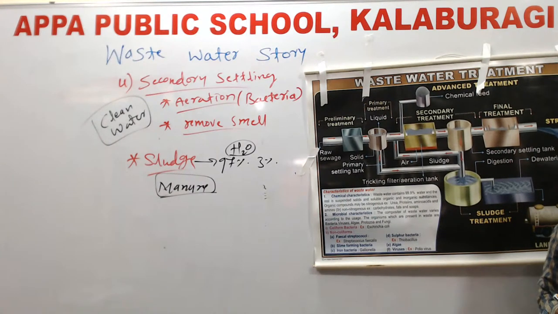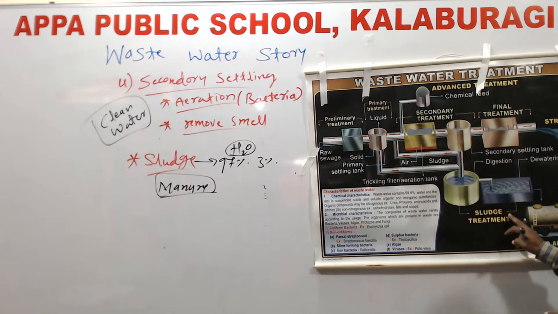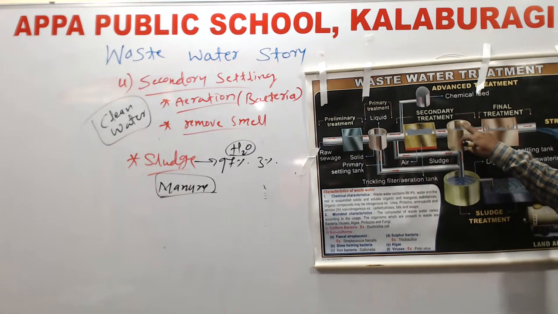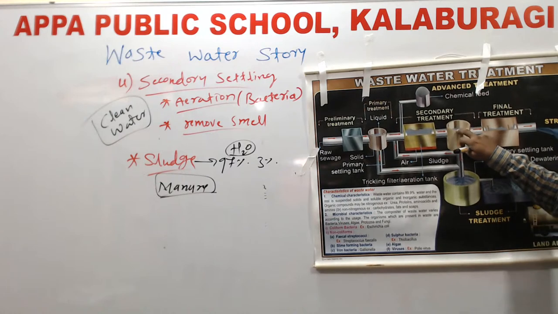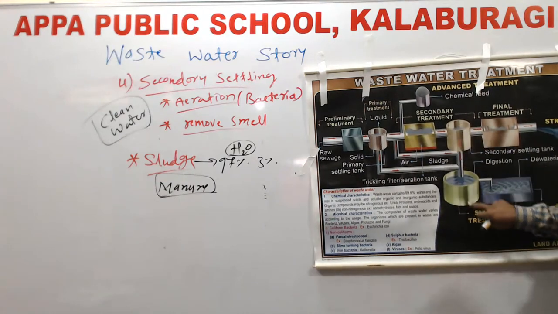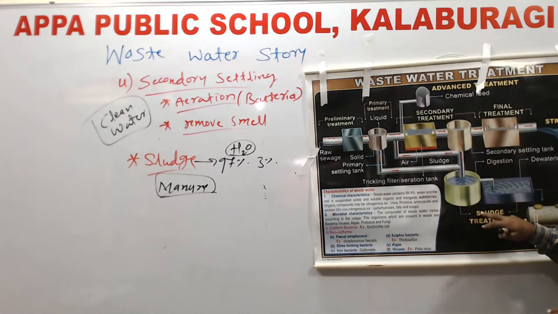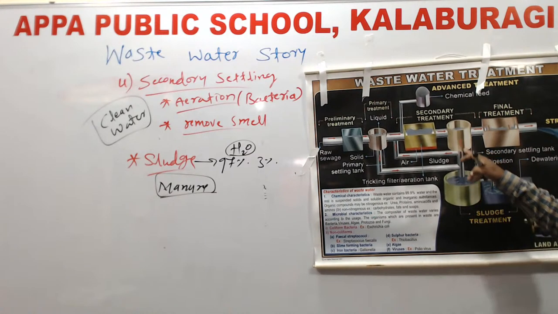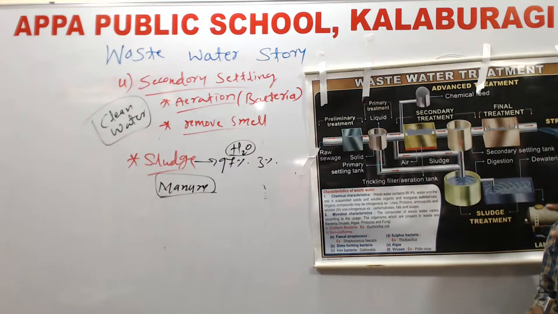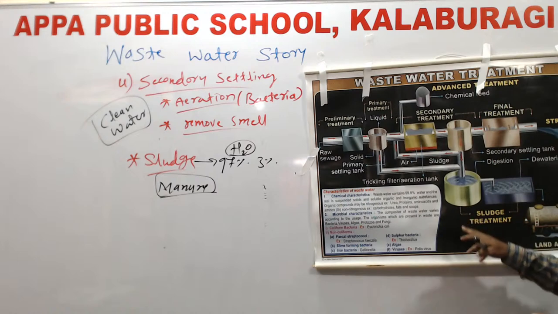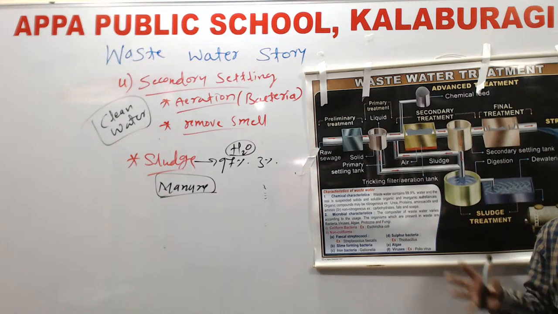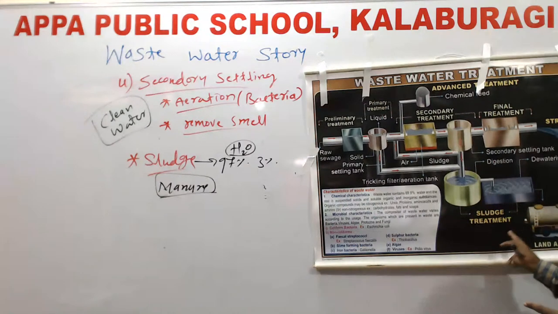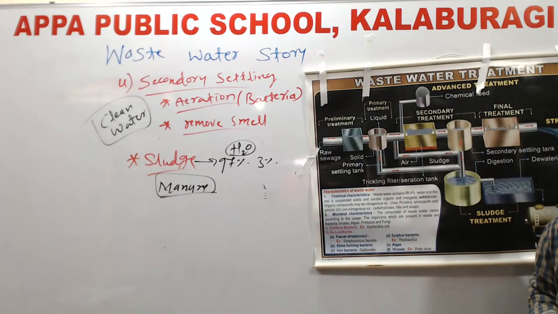Last step here. The water is here only, and the sludge we have removed from the water, but not 100%. Again, 1 or 2, 3% will be there. But most of the sludge we have removed and transferred to the other tank, and here we are producing electricity and heat, and we use it for cooking purposes.